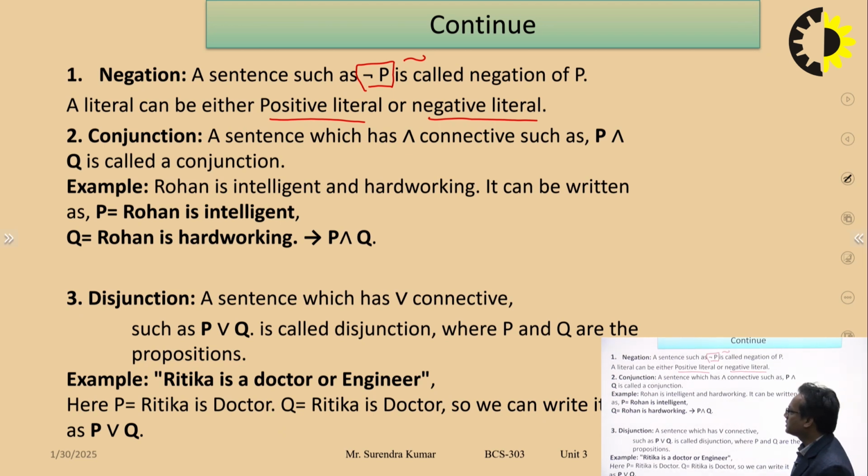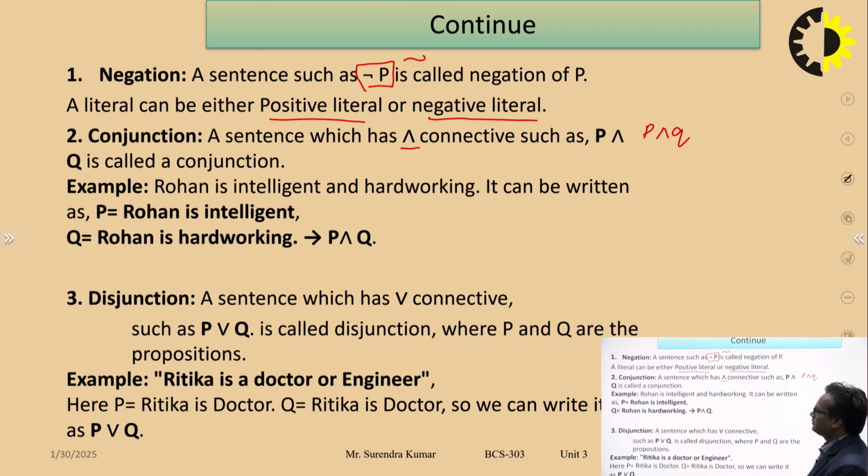We can convert a positive literal to a negative one with the help of the negation connective. The second one is conjunction. A sentence which has this kind of symbol is called a conjunction, or it can be written as P and Q. It is read as P and Q, P conjunction Q.